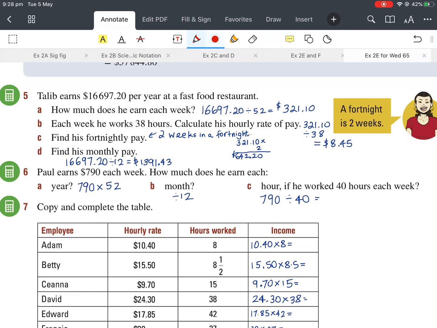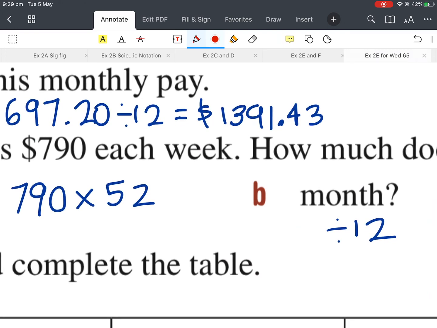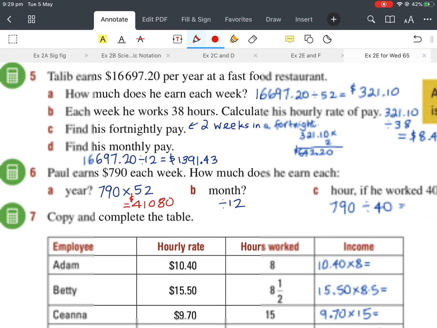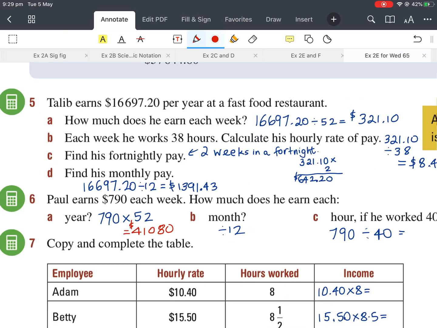So getting your exercise book out and putting exercise 2E as your heading, I would then on my calculator do 790 times 52. Remember, you can always pause if I'm going too fast. And I get an answer of $41,080. So I'm going to write that down in red for you. Don't forget the dollar sign. Okay, there's the first one.